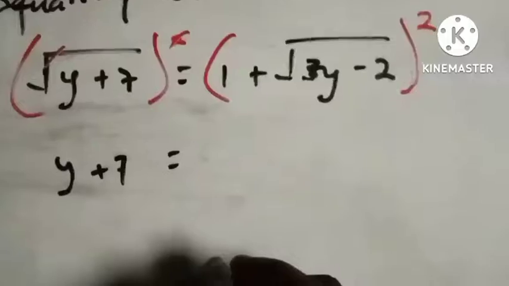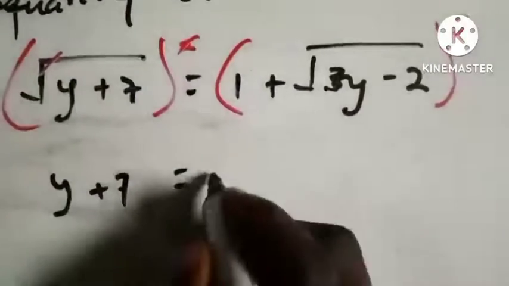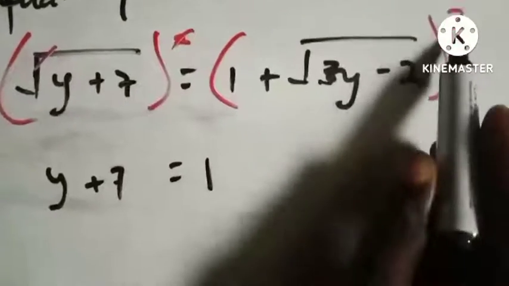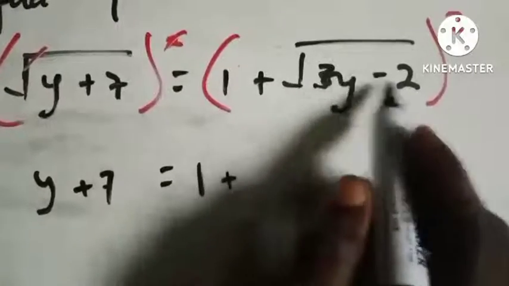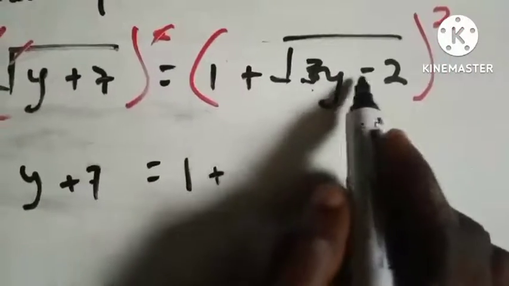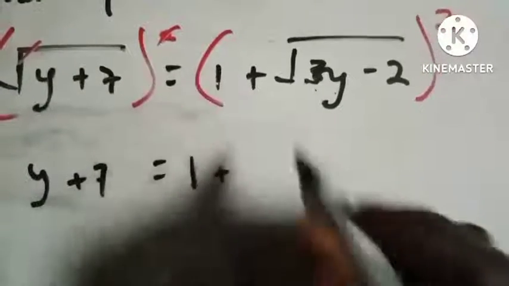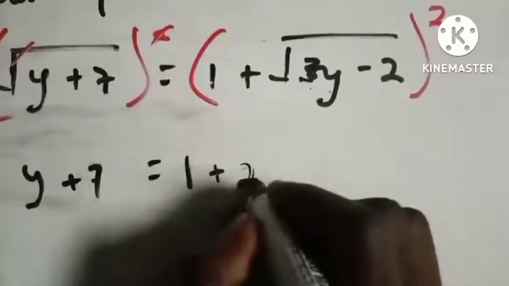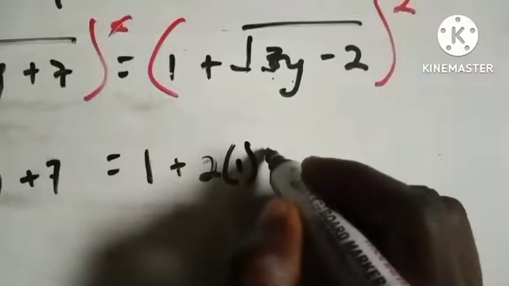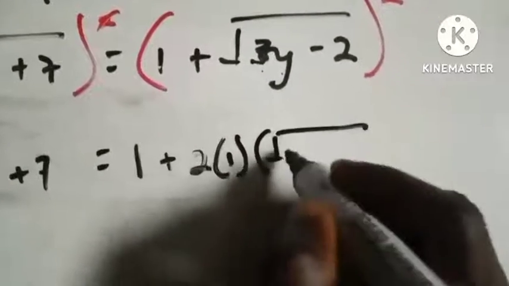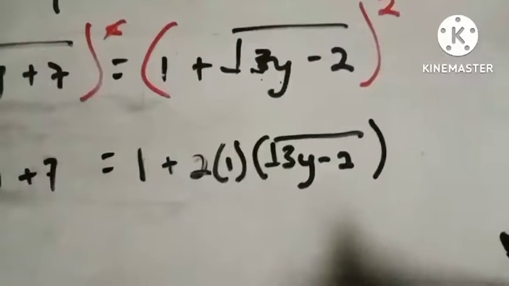So let's move on. If you square the first person here, which is 1, we are going to have a 1, right? And then 2 multiplied by everything here, right? So plus 2 multiplied by everything will give us 2 multiplied by the root of 3y minus 2. If you want to see it clearly, that should be 2 multiplied by the 1 here, and then multiplied by everything here, that gives us the root of 3y minus 2. This is what we are having. Is that okay?